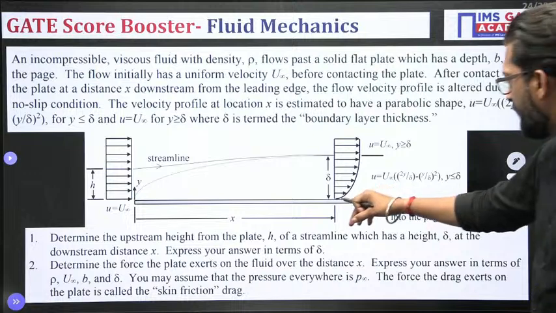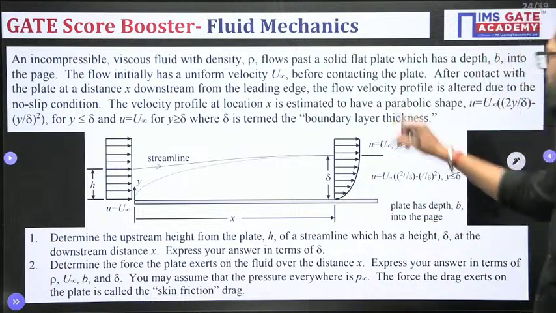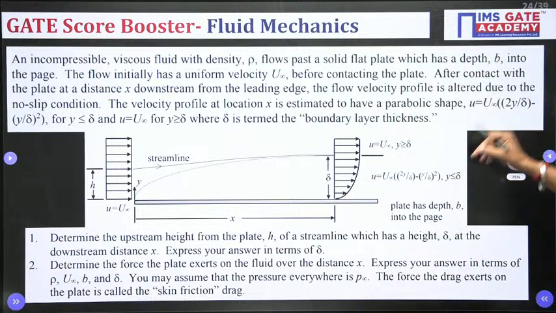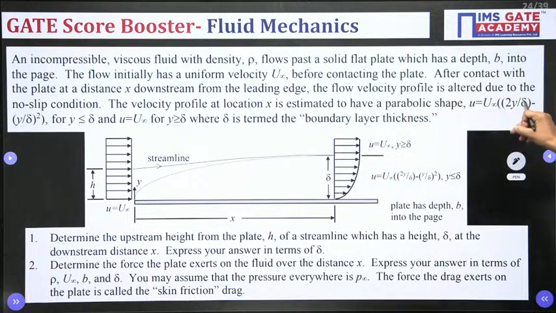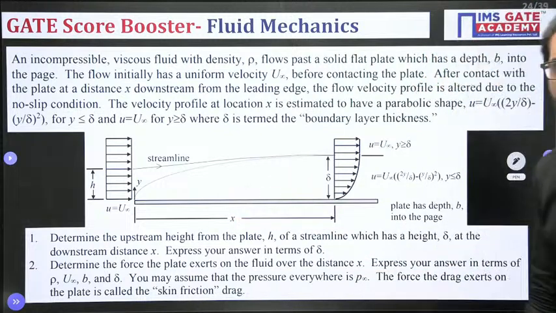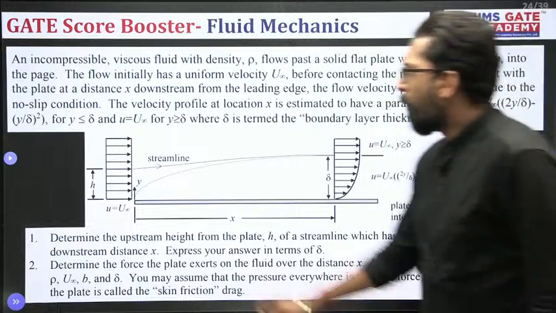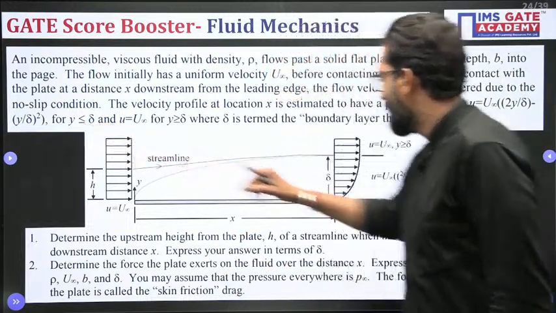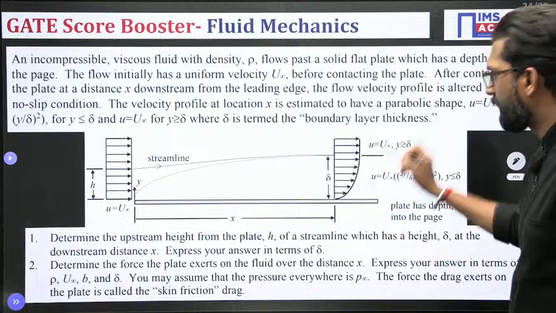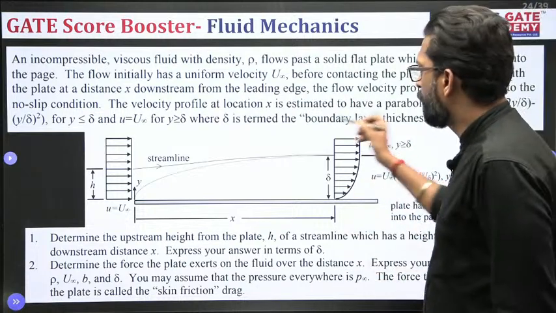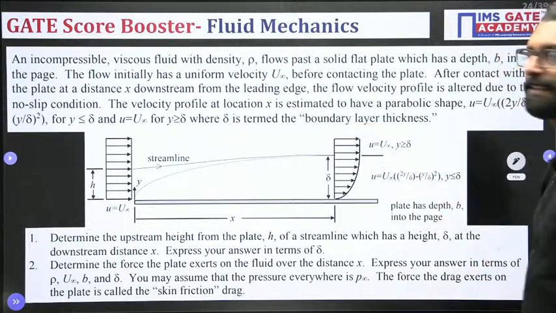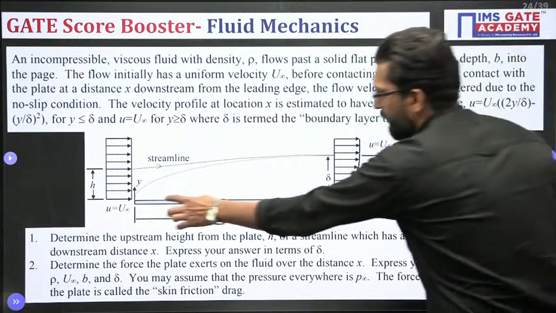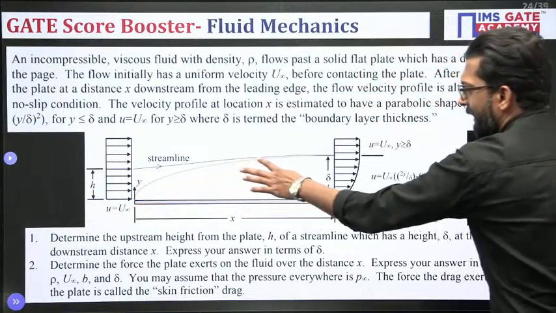Let's suppose you define a parabolic shape. What is the velocity profile? At any distance y, u equals U infinity times (2y by delta minus (y by delta) the whole squared), for y less than or equal to delta. And u is equal to U infinity when y is greater than delta, where delta is termed the boundary layer thickness. My dear, this dotted line is the edge of the boundary layer.